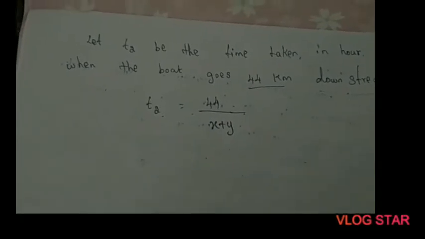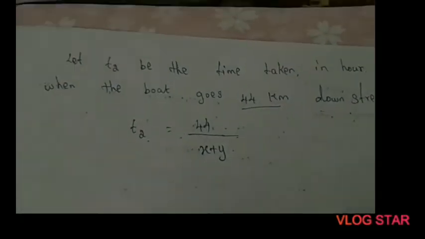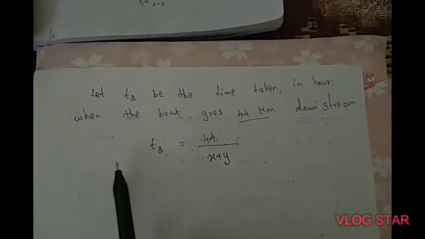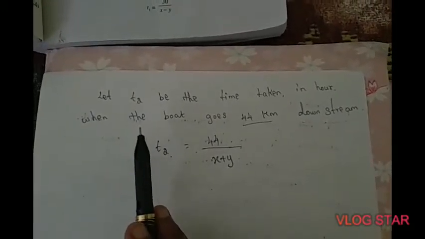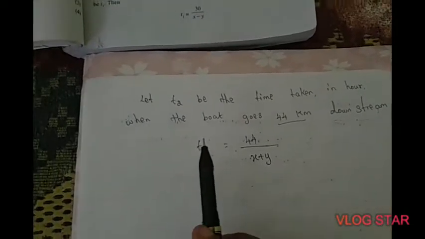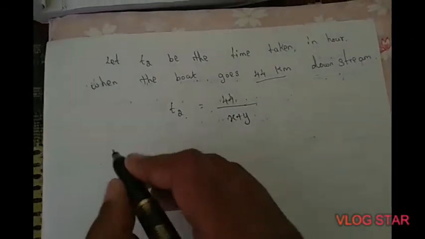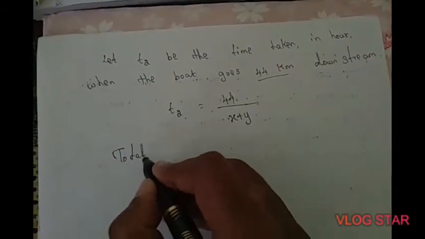Okay, then the next condition: we have to find the total time. In the question, what is given? In the first case, a boat goes 30 kilometers upstream and 44 kilometers downstream in 10 hours. The word 'and' is given, so we have to add the times. We have to find the total time.